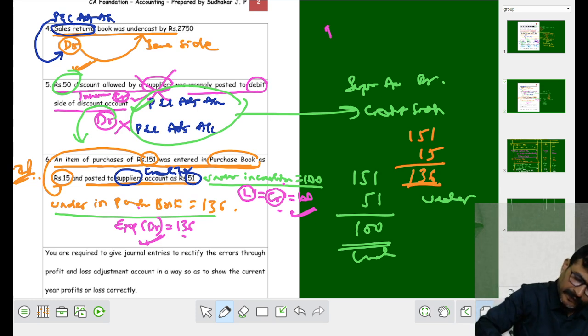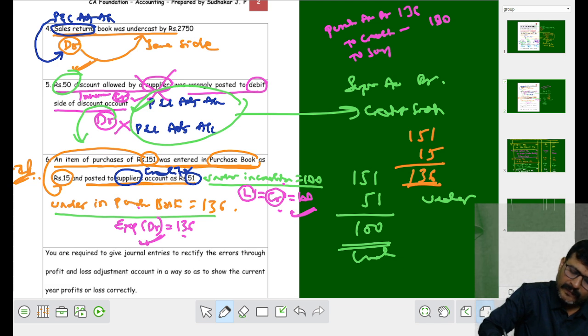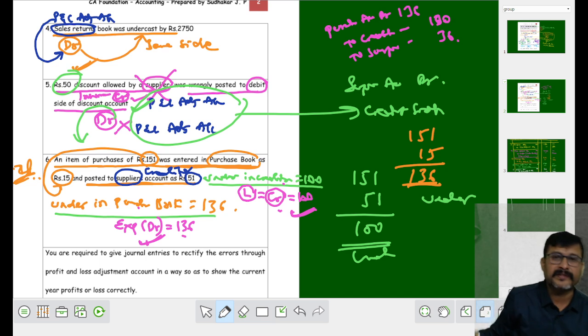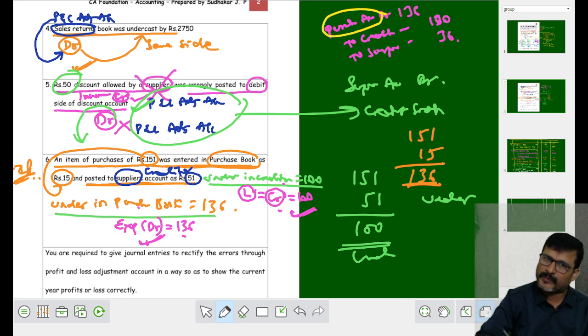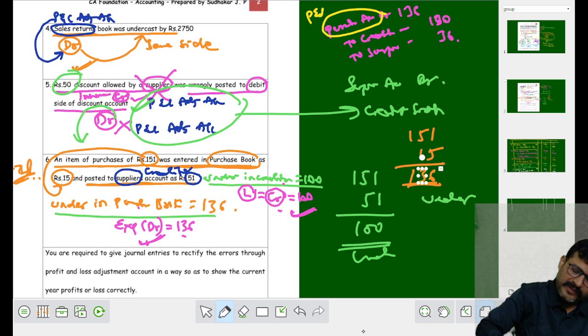Now I will write purchase account debit 136 to creditors account 100. Difference आ जाएगा कितना वो? Suspense account 36. Do you think we are allowed to use the purchases? No, purchases is an expense. It is to be replaced with P&L adjustment.